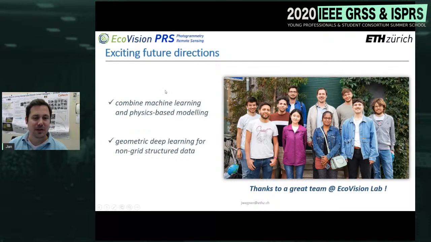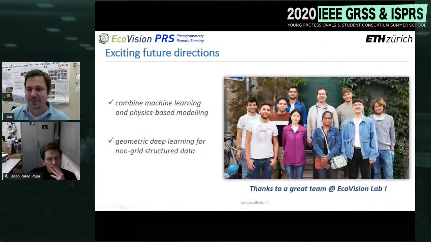Two exciting future directions that we are currently working on: we try to combine deep learning with physics-based modeling to get rid of a lot of training data and make our models more interpretable, and graph CNNs, more research on that. So geometric deep learning, also using it for remote sensing and more environmental sciences approaches. All right, so thanks a lot for listening, and I'm looking forward to your questions.